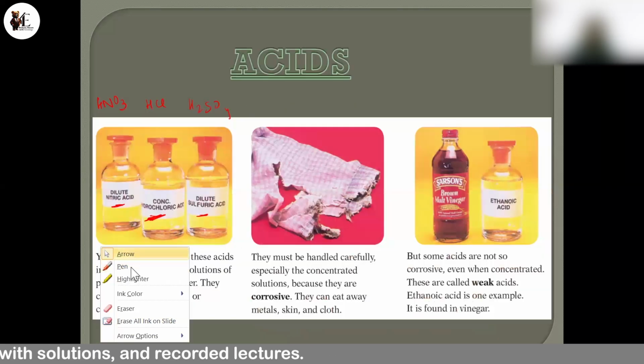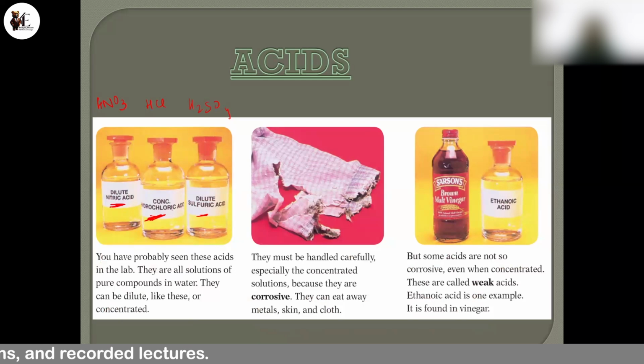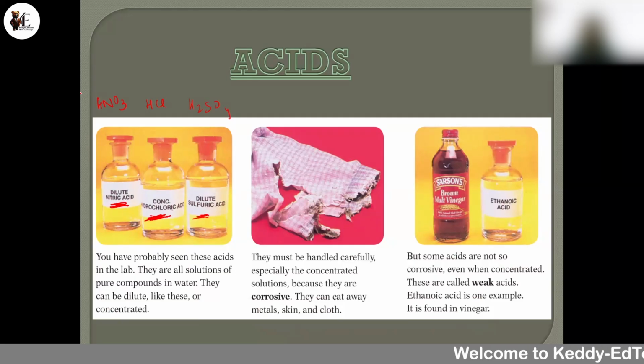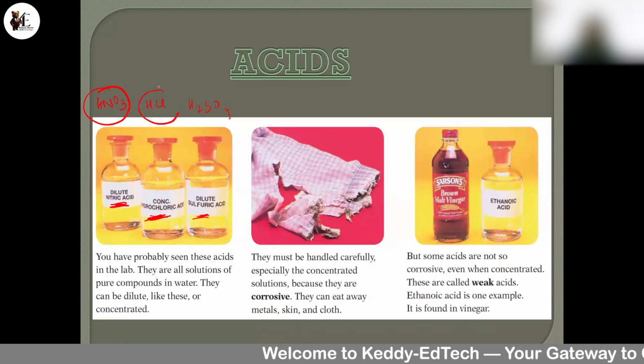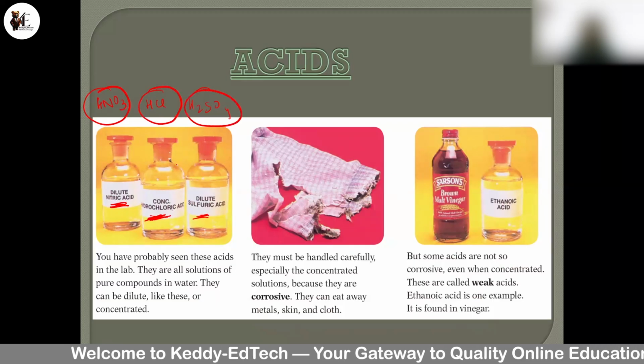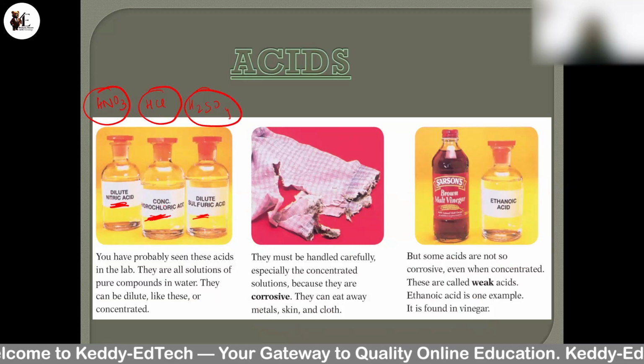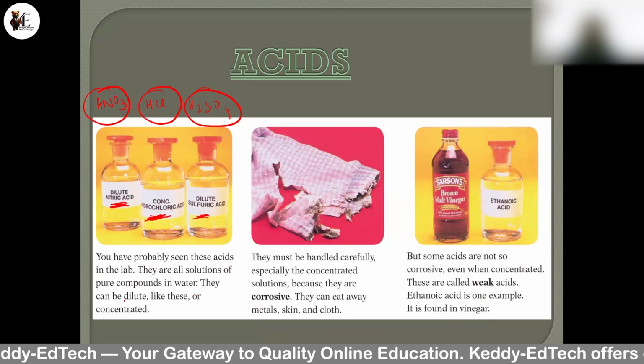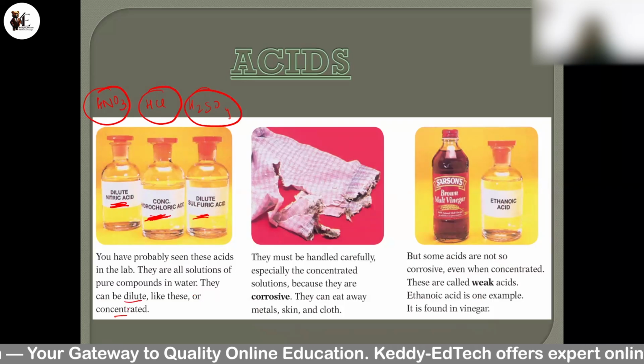So here we have three bottles of acid. You can see this is dilute nitric acid, this is concentrated hydrochloric acid, and the third bottle is dilute sulfuric acid. The formulas are written here: HNO3 for nitric, HCl for hydrochloric, and H2SO4 for sulfuric acid. They all are the solutions of pure compound in water. They can be dilute like this or concentrated.